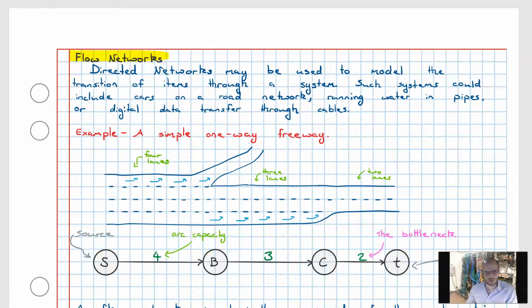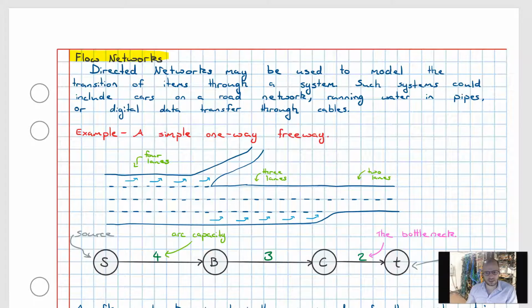Welcome to this video on the topic of networks. In this video, we're going to have a look at something called a flow network and how it can be useful for modeling particular systems. Now, a flow network is simply a special type of network that we use to model the transition of information or items through a system.